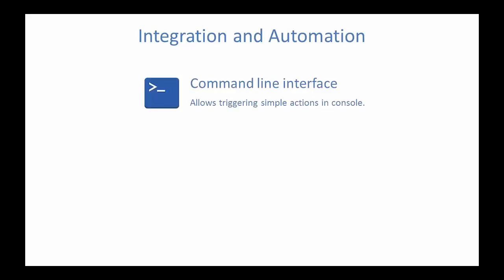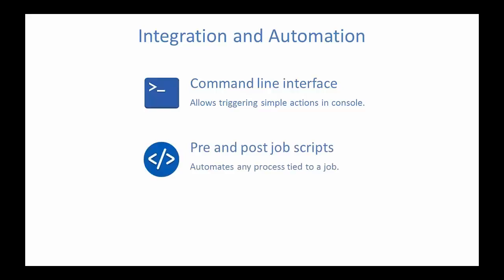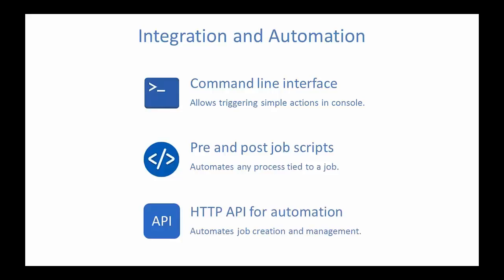Integration and automation. The command line interface allows you to trigger some actions in the console. So you can use the command line interface to simply start or stop a job or view the status of your jobs. This command line interface can be used to integrate NAKIVO Backup and Replication with some monitoring tools, for example. There are pre- and post-job scripts. These scripts can run locally whenever the job is executed. They run before or after the job. It's an optional feature, of course. And there is an HTTP API for automation. It can be used to automate nearly anything, including creation of new jobs and management of the existing jobs.